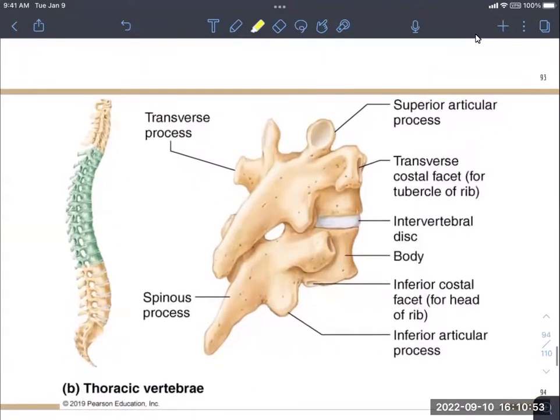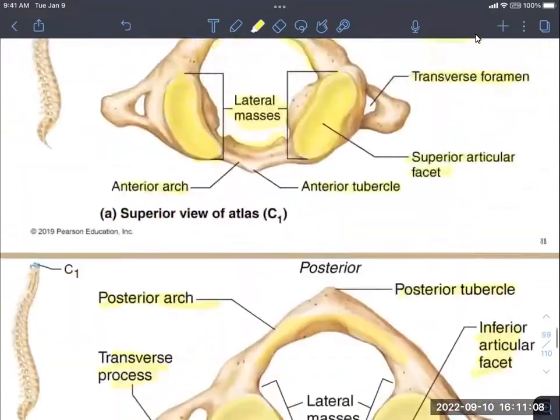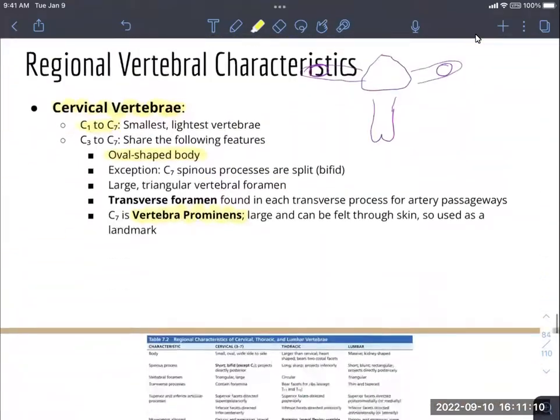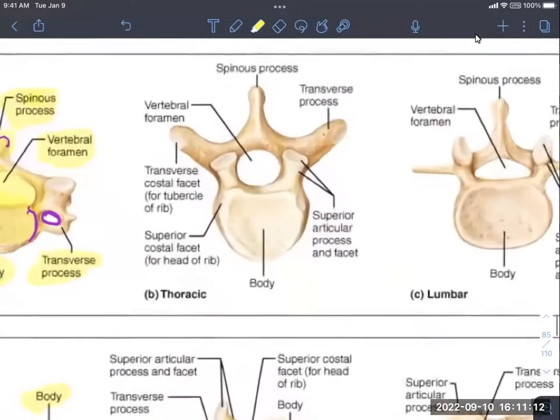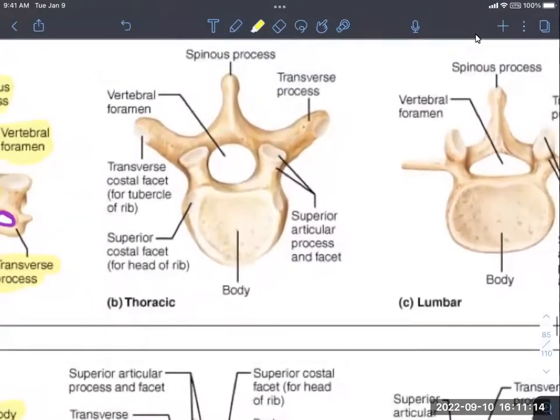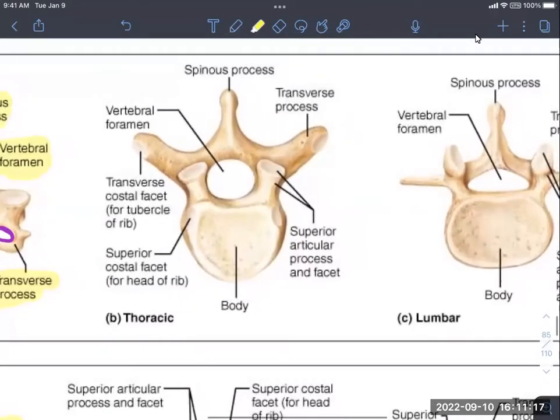They also have those superior articular processes and those inferior articular processes. You see the inferior costal facet down here. You don't see the superior one. Well, let me come back to my chart. Here it is. So let's look at this thoracic vertebrae better. So it kind of has more of a heart-shaped body.